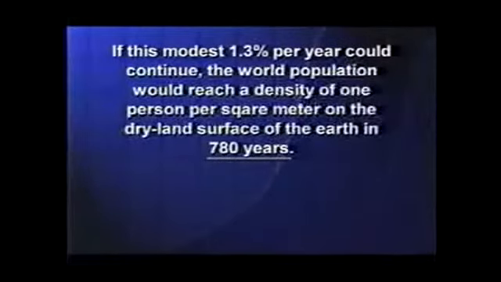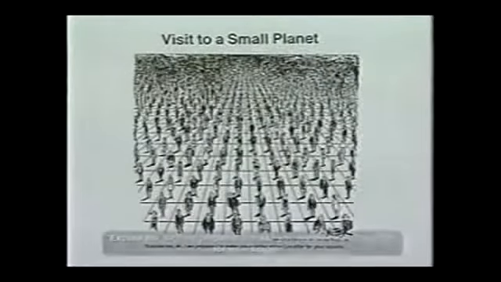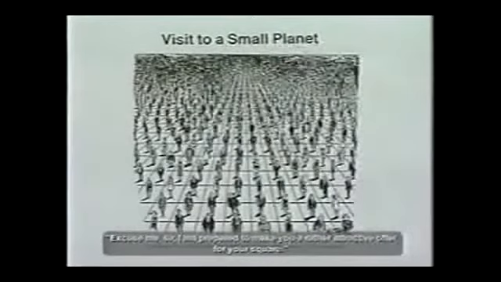Now, if this modest current 1.3% per year could continue, the world population would grow to a density of 1 person per square meter on the dry land surface of the earth in just 780 years, and the mass of people would equal the mass of the earth in just 2,400 years. Now, we can smile at those. We know they couldn't happen. This one makes for a cute cartoon. The caption says, "Excuse me, sir, but I am prepared to make you a rather attractive offer for your square."